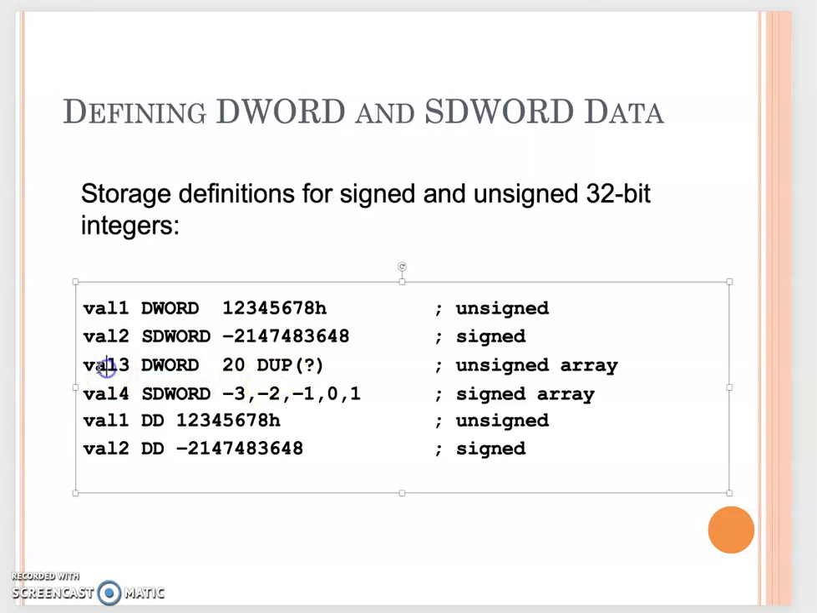For DWORD, of course, you can still use the DUP operator. So you can see in val3, they are declaring an array. Each array element is a 4-byte DWORD. I want to do 20 of that, and I don't assign any value. So in this statement, they make 20 times 4, which is 80 bytes. Of course, you can also continue just one by one. So that's the DWORD array.